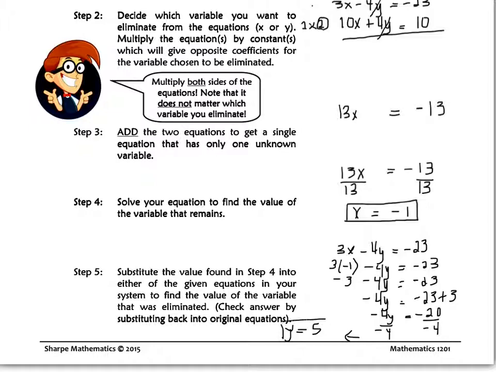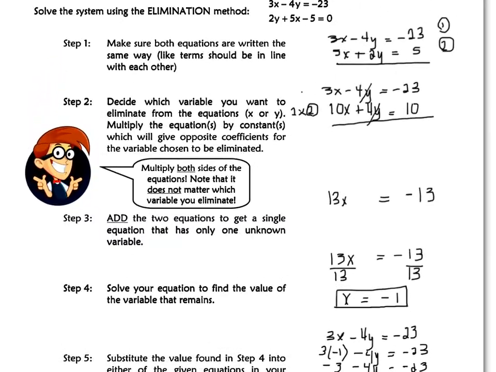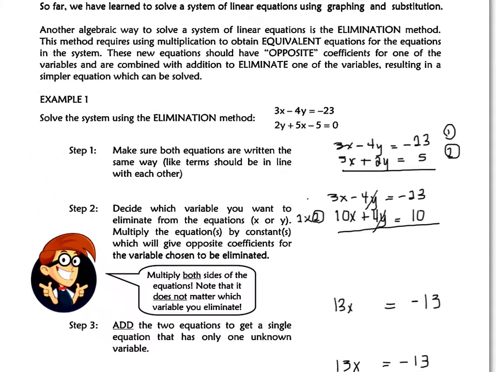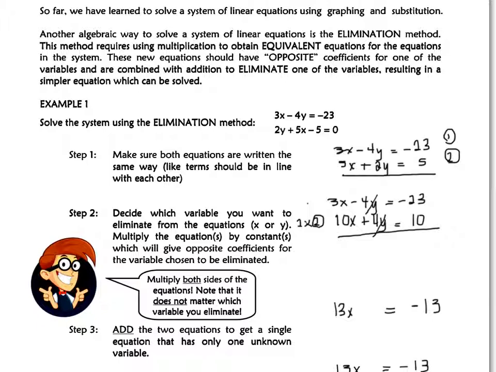So now I know what x is and I know what y is. And we can still do the same thing we do with the substitution method, we can go back and plug negative 1 in for x and 5 in for y in our original equations. So 3 times the negative 1 is negative 3. Minus 4 times 5 is negative 20. So negative 3 minus 20 is negative 23, so it works in the first equation.